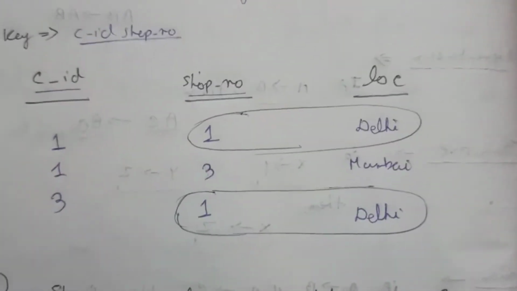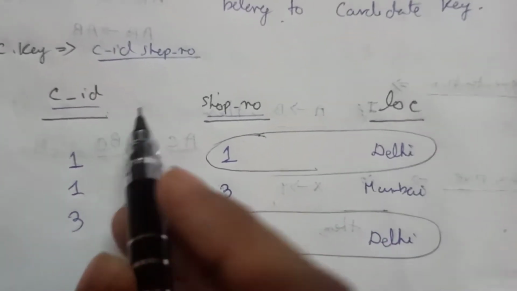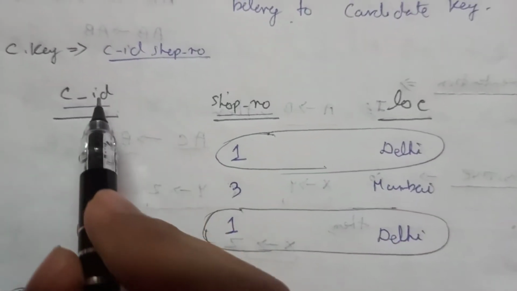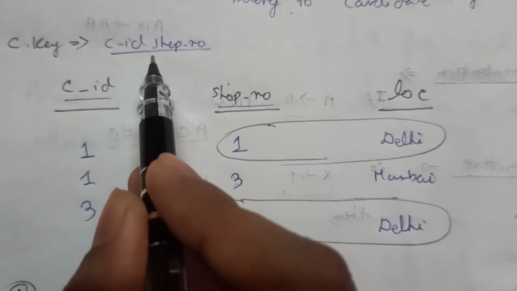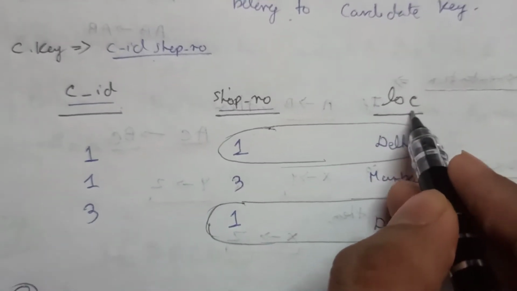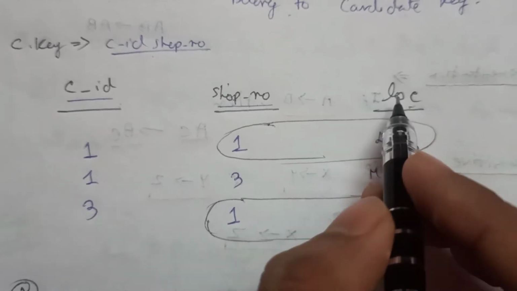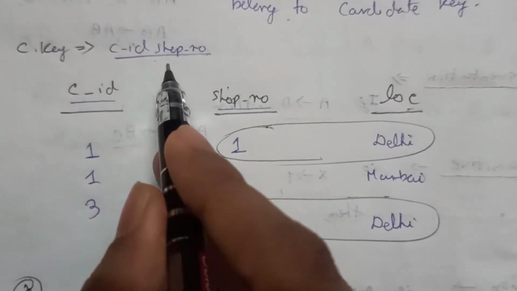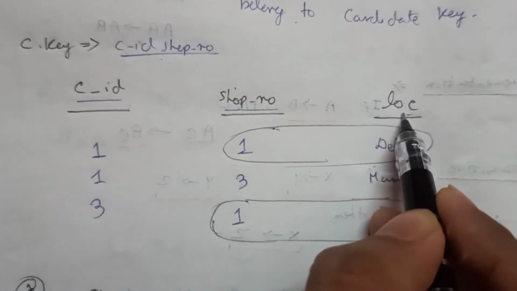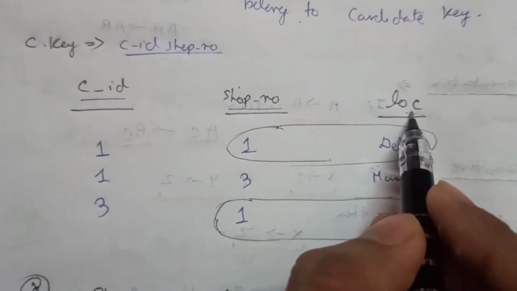Suppose we have an example here: CID, shop number and location, and our candidate key is CID and shop number together. Now let's check the location attribute. It is the non-prime attribute, because location is not contained in the candidate key. So let's check whether it is fully functionally dependent or partially functionally dependent.